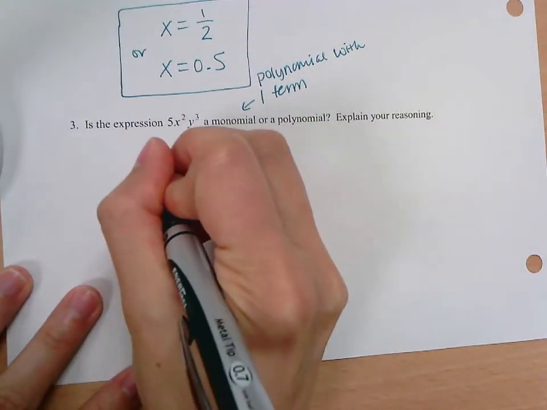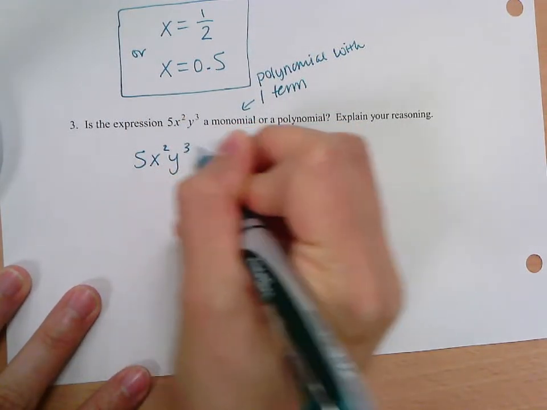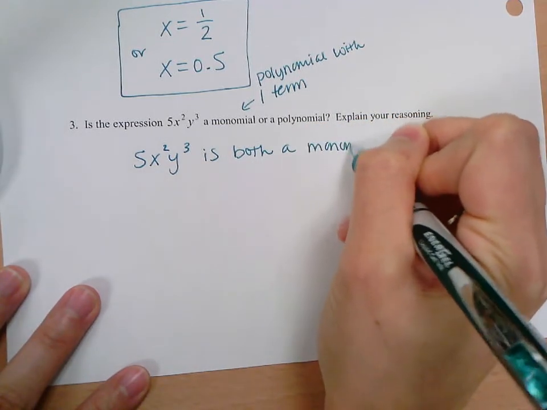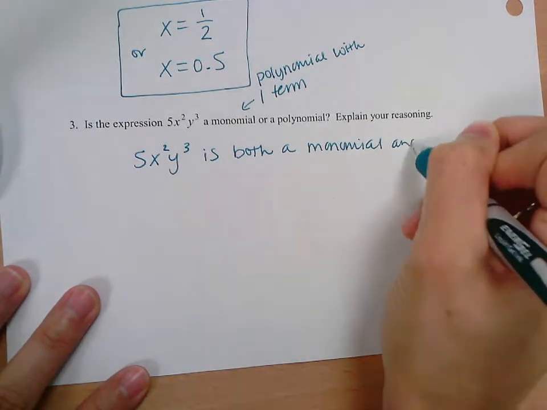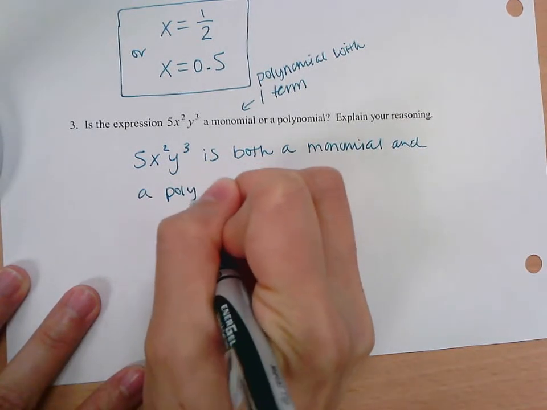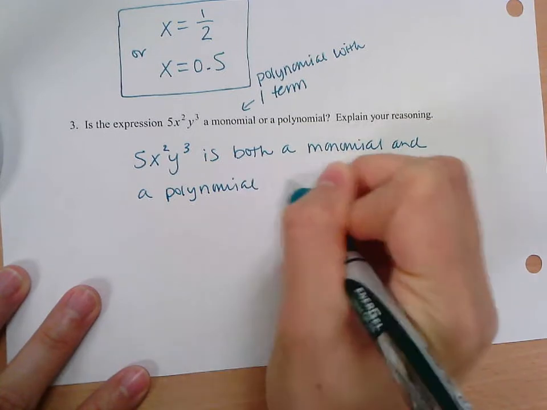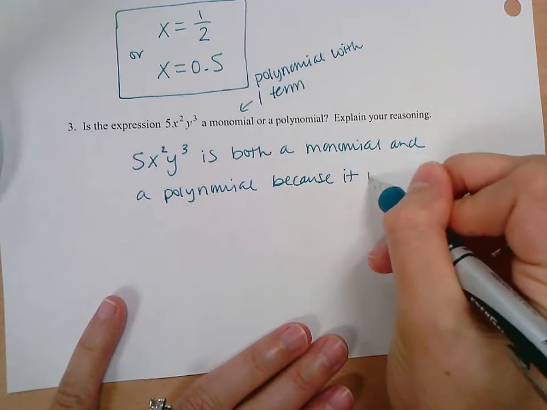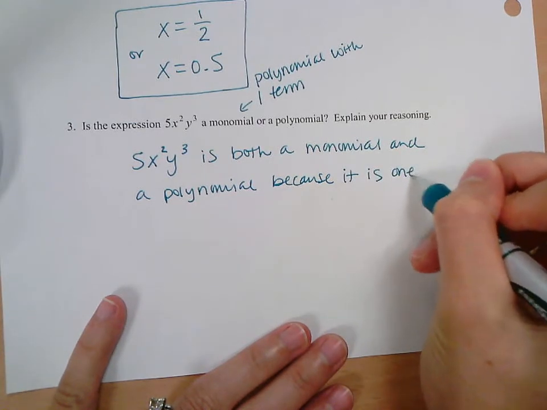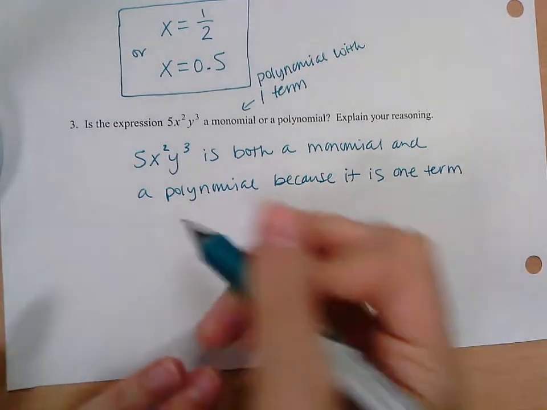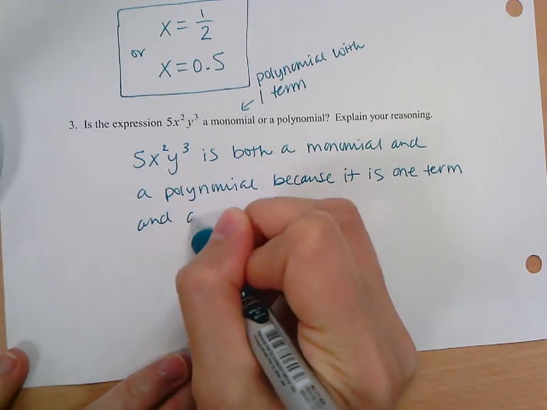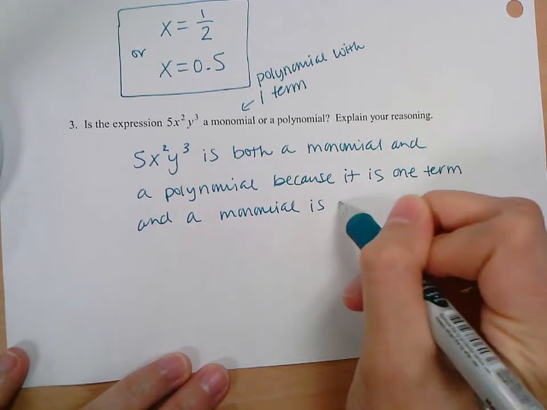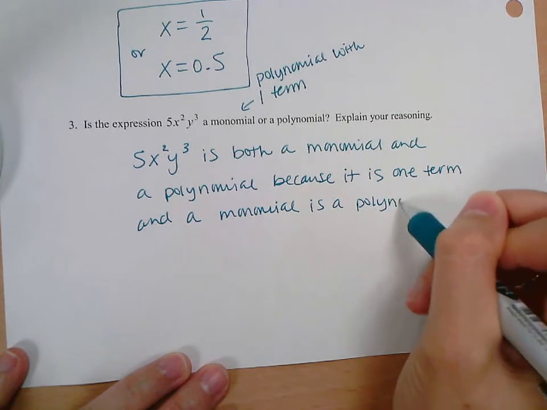So I'm going to say here 5x squared y cubed is both a monomial and a polynomial because it is one term, and a monomial is a polynomial with one term.